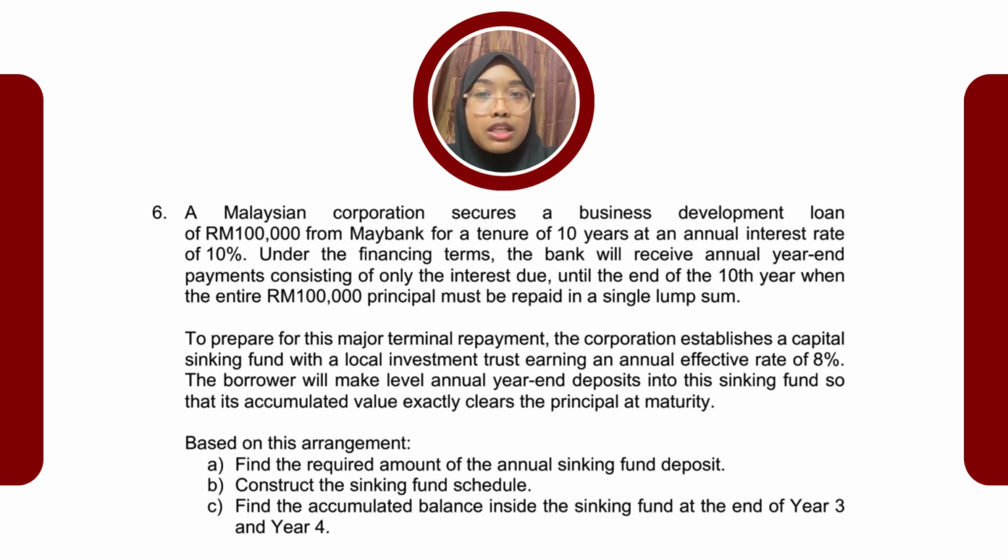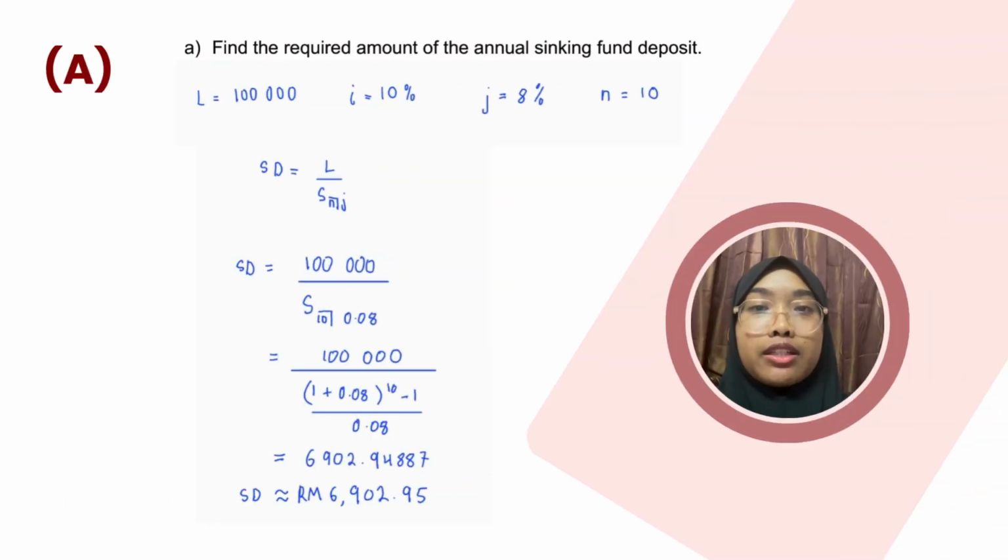So finally, the question says, the borrower will make level annual year-end deposits into this sinking fund so that its accumulated value exactly clears the principal at maturity. This means the company deposits the same amount every year into the sinking fund. At the end of year 10, the sinking fund must grow exactly to 100,000 ringgit Malaysia. So part A, find the required amount of the annual sinking fund deposit.